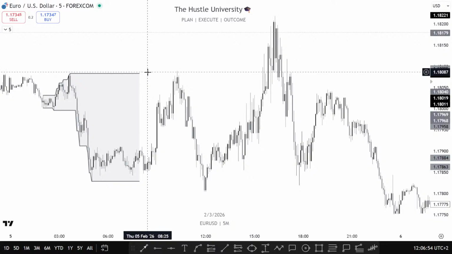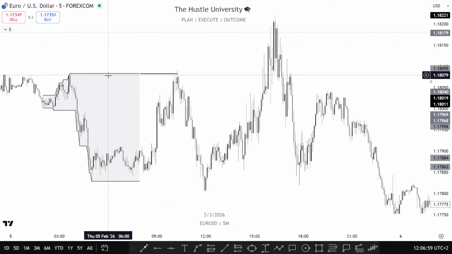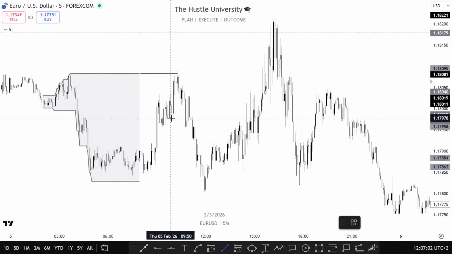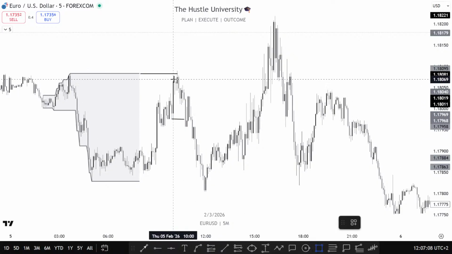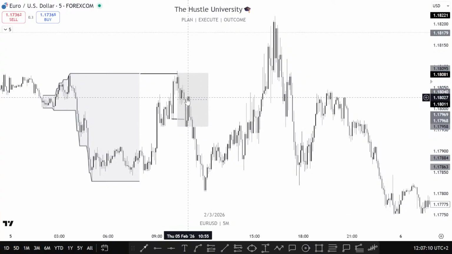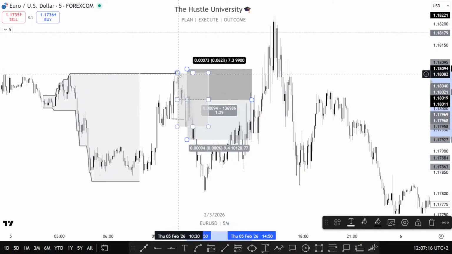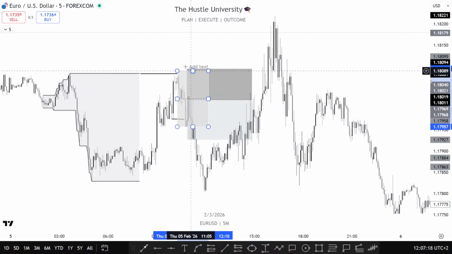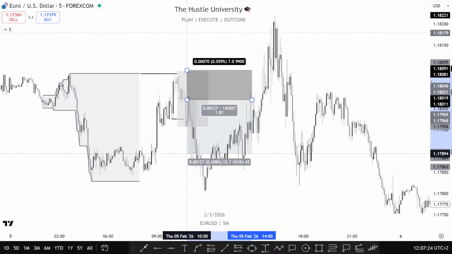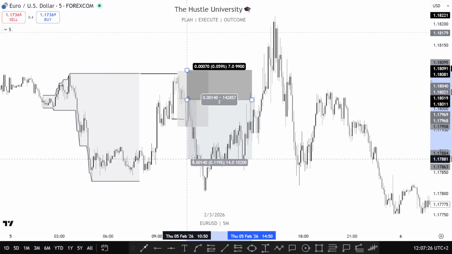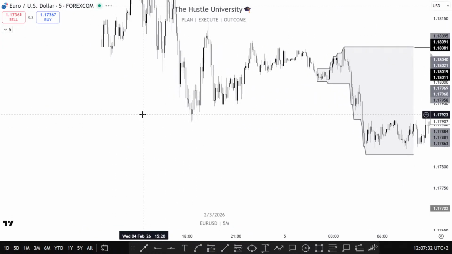We did have a look at the sweep of the high over here, Asian range high, market structure shift, lower low, lower high. That lower high came to trigger your entry. Stop loss is above the highs, 1:2. There you have it. So you see the wins are more than the losses.